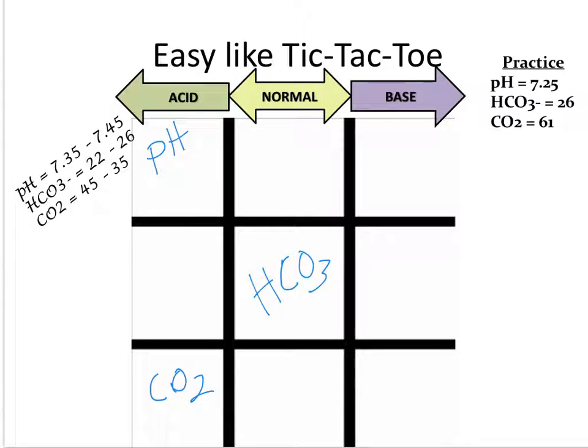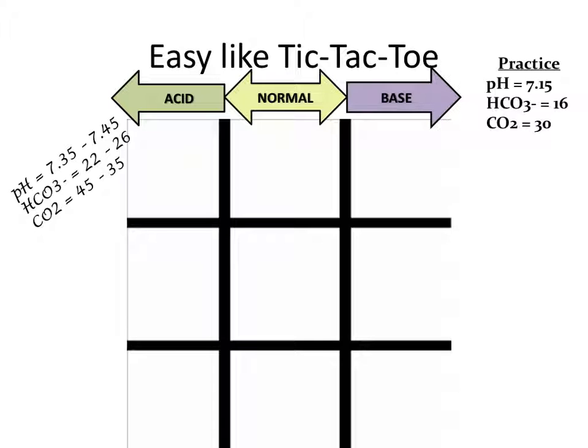So now we've got our values in their places. pH is acid, so it's something acidosis. And then all we're going to do is look to see which of these two is on the same side as the pH. And it's the CO2. So it's respiratory acidosis. Not too bad. Let's try another one.